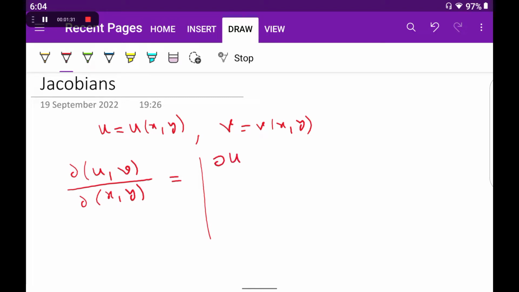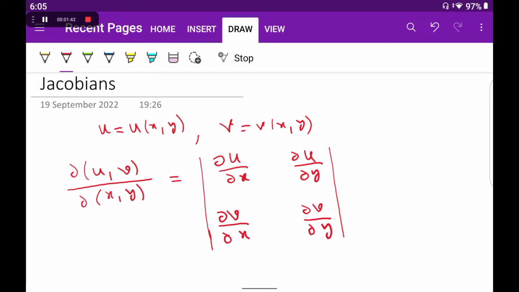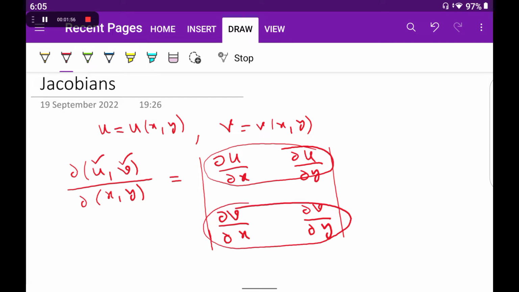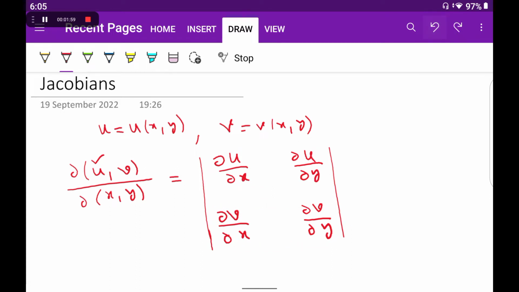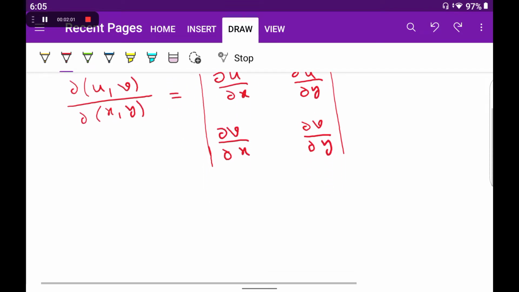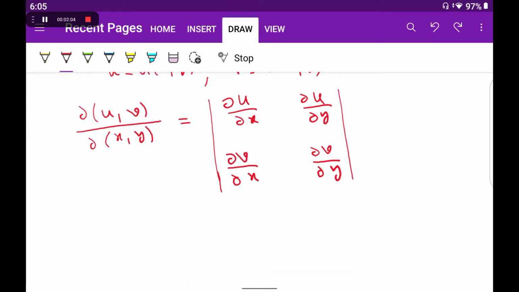given by dou u by dou x, dou u by dou y, dou v by dou x, dou v by dou y. Here the first row is all about u, that means partial derivatives of u in the first row. Second row is all about v, the partial derivatives of v in the second row. Most of the people confuse and write dou u by dou x and dou v by dou x here, right? So don't confuse that.